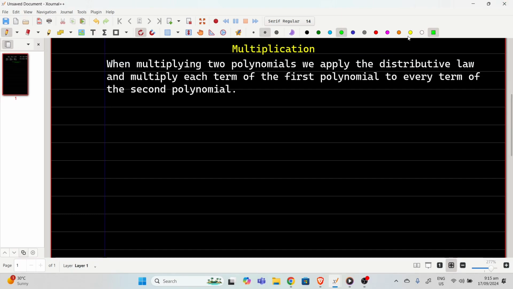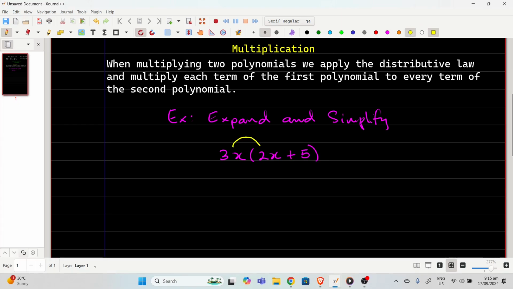So the first example is a very simple one. Let's say I have to expand and simplify 3x into 2x plus 5. So again, we're using the distributive law. So we're taking this and multiplying it here, and we're taking this and multiplying it here. In other words, we're going to be taking the 3x term and multiplying it by the 2x term. Then we're going to add the 3x term multiplied by the positive 5 term.